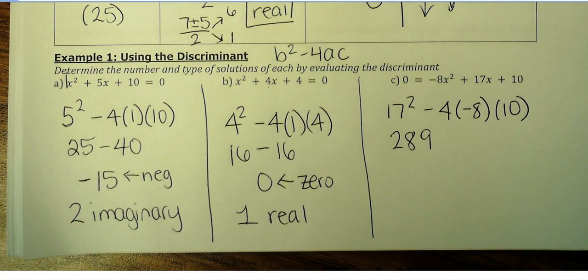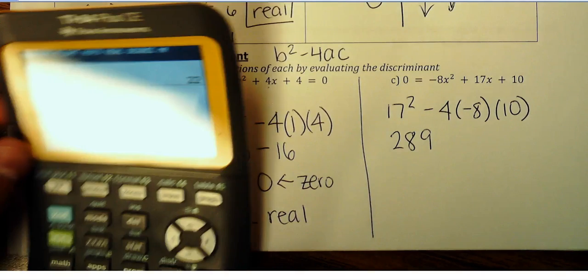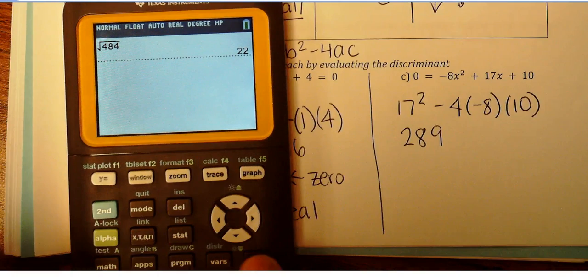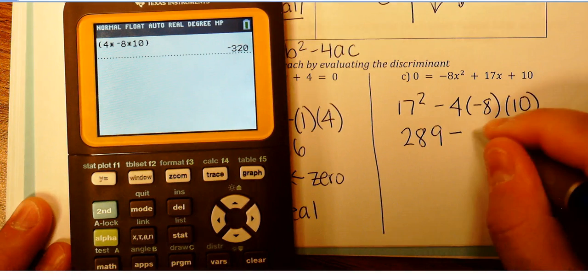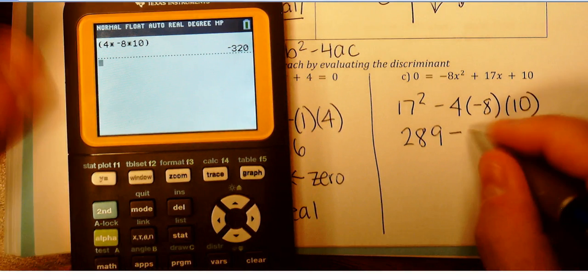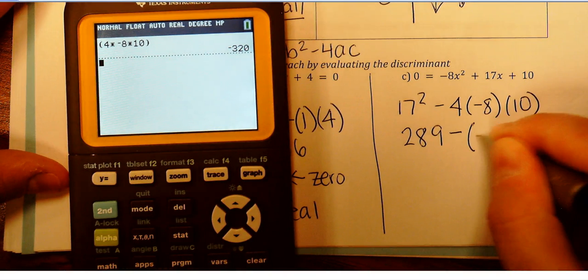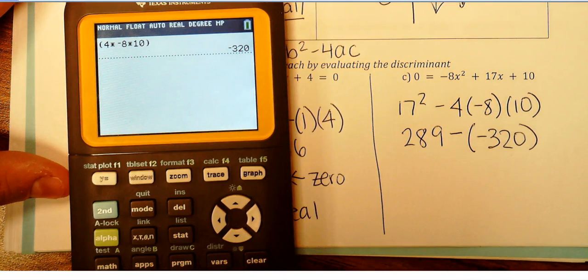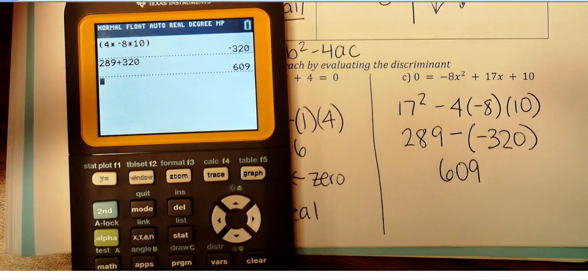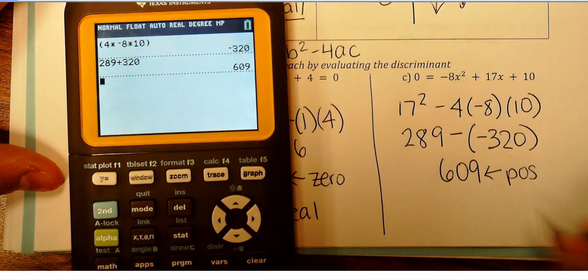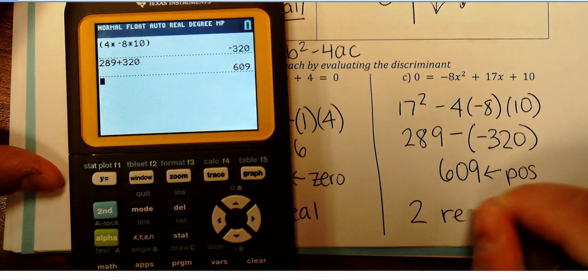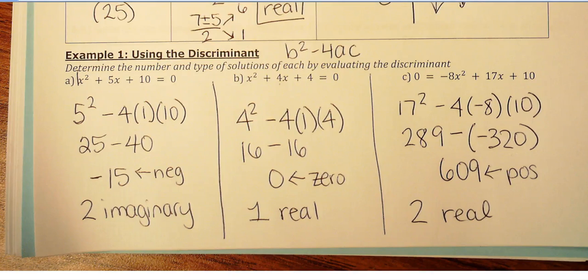And last one here, b squared, 17 squared, minus 4 times a, which is negative 8, times c, which is 10. Now I know 17 squared is 289. Let me grab my calculator for the rest of this real quick. So I'm going to do 4 times negative 8 times 10, which is negative 320. So 289 minus a negative 320 ends up being plus. It totally doesn't matter what the number is, it just matters if it's positive, negative, or 0. This particular discriminant's positive, so that means our quadratic would end up with 2 real solutions.